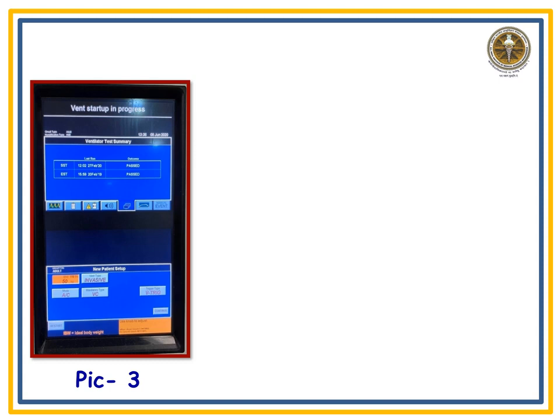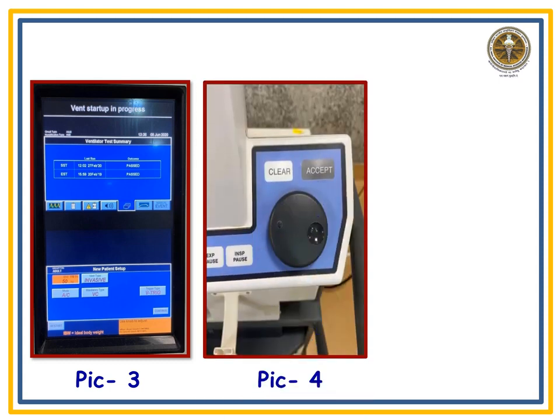Now you have to continue. How can we continue? In picture number 4, there is a black color round button. This is called the knob of the ventilator. This master button you can rotate in a clockwise or anti-clockwise direction. If you rotate it anti-clockwise, you can decrease the parameter range. If you rotate it clockwise, you can increase the parameter range.